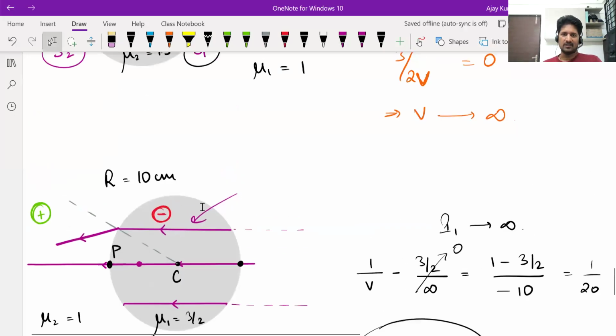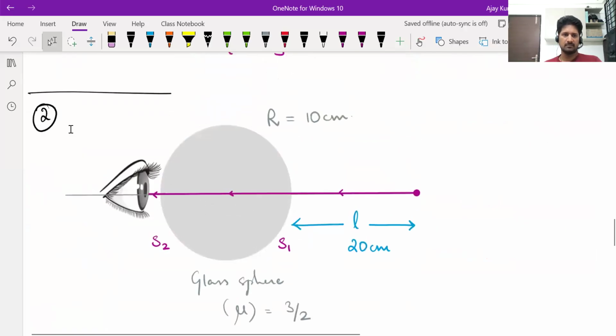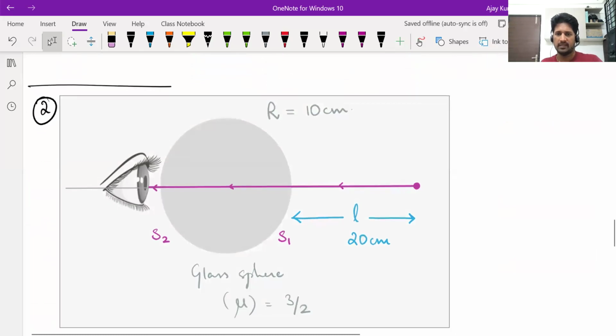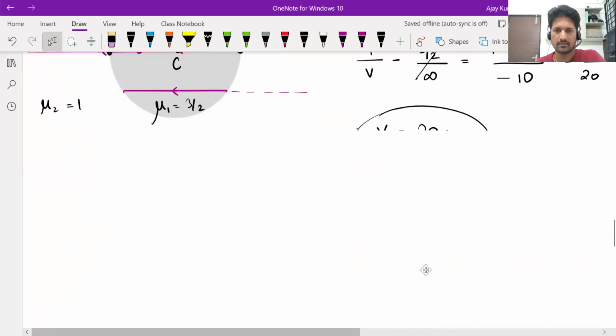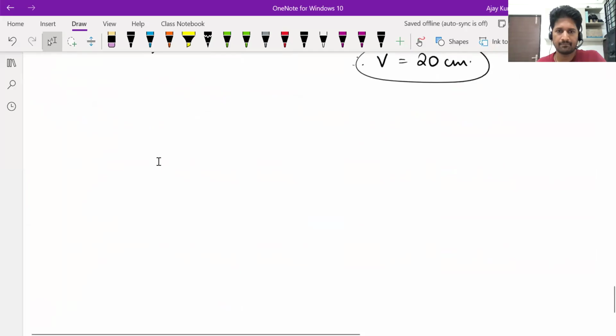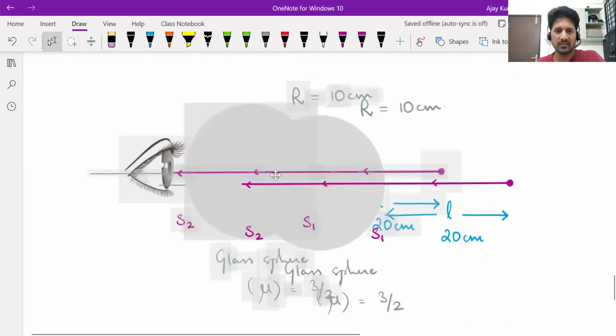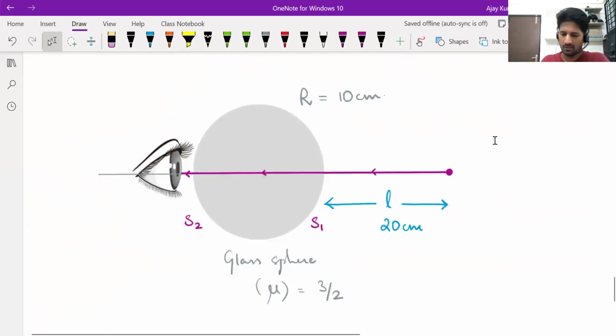Okay, so let's draw the complete picture of what is happening to the light coming from the object. And okay, coincidentally, we took a symmetric case actually. Object was 20 centimeters on the right side on that side. We got the image at 20 centimeters on this side. Fine.